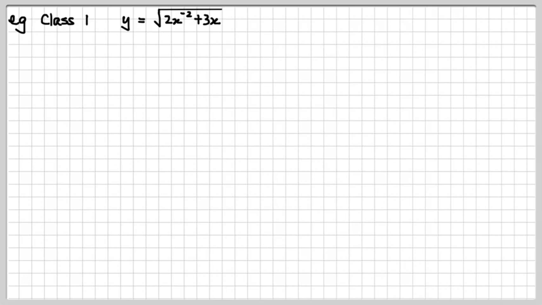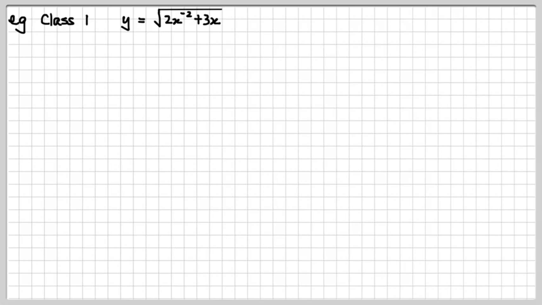You can actually have infinitely many links in the chain of the chain rule, but in methods you won't get any more than, I think, 3 links in the chain, as a max. Right, class 1: y equals the square root of that horrible looking monstrosity.